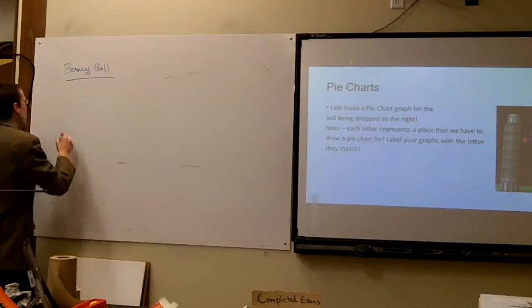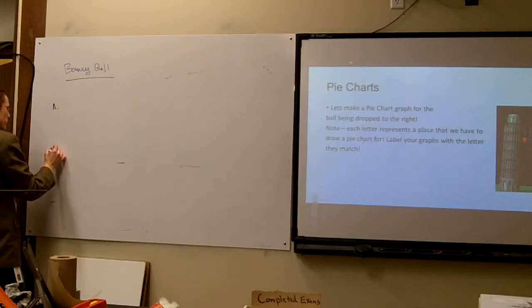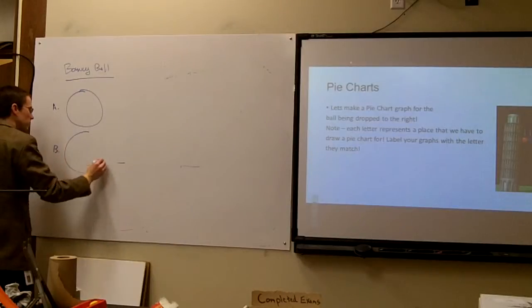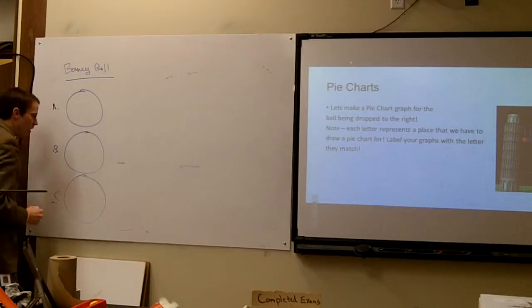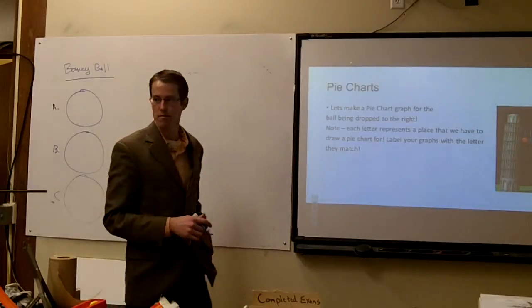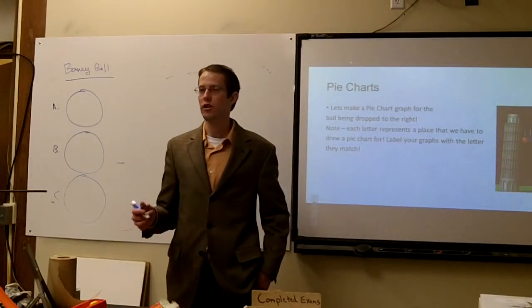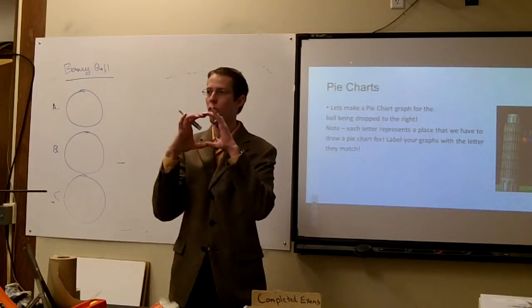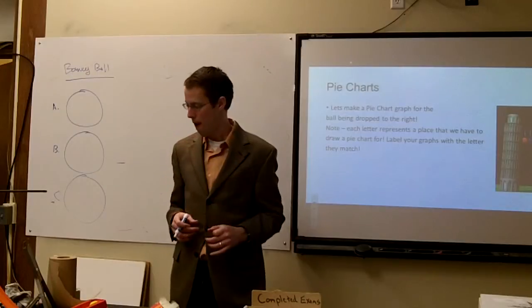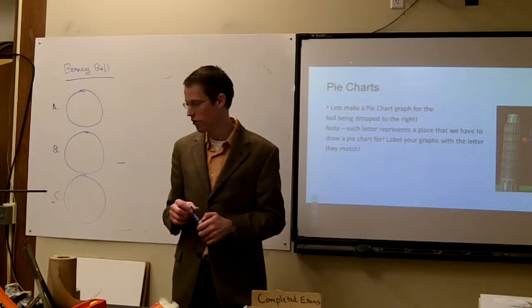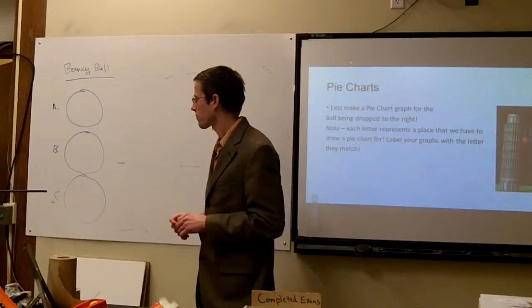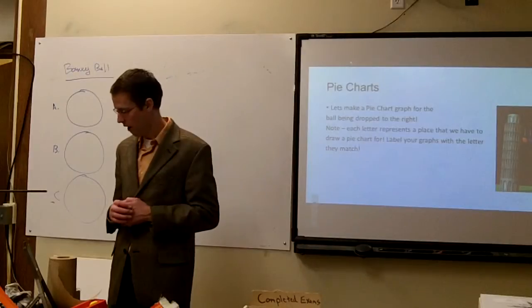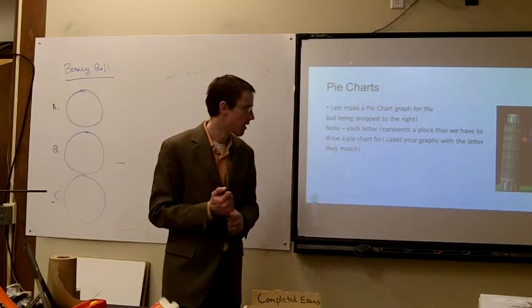All right, so the bouncy ball at position A versus B versus C. Now notice here, our pies are all the same size. You have to do your best, because the pies represent the total amount of energy, just like the different bars do. Wait for you to write that down.